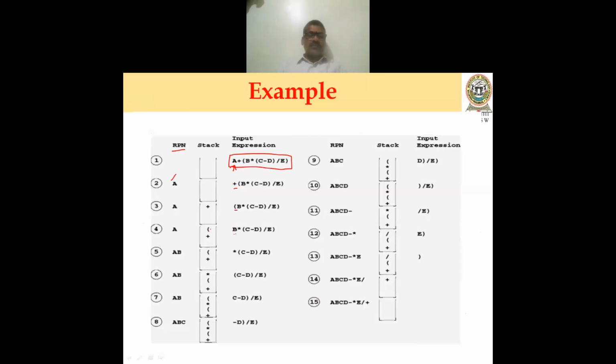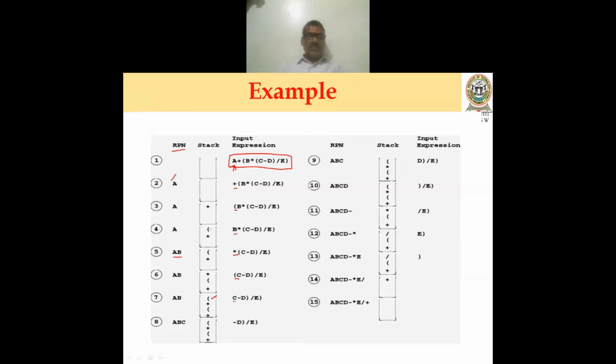Then we are reading B. B is an operand, so you have to add it to the resultant RPN. Then we read the next star. Since it is an operator, we compare its precedence with the operator at the topmost position of the stack. Because it is higher, we push it into the stack. Then we again get an opening parenthesis, which is also pushed into the stack.